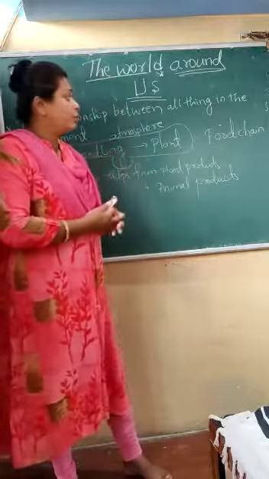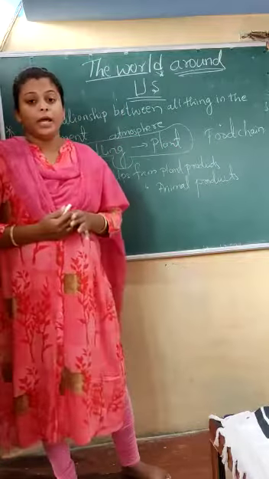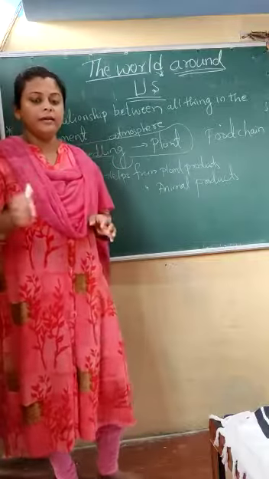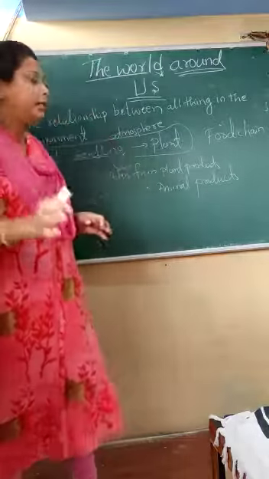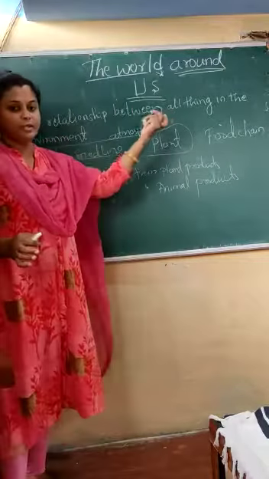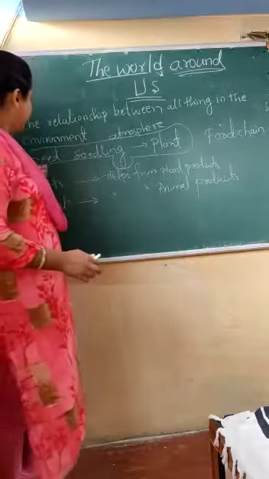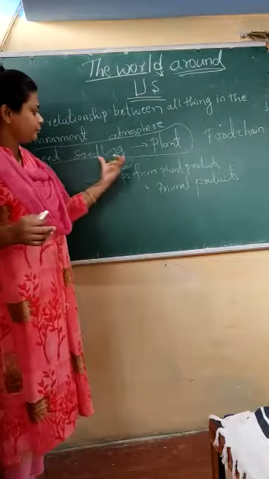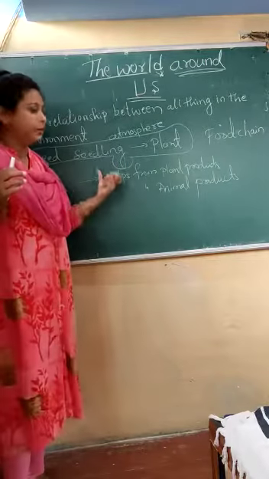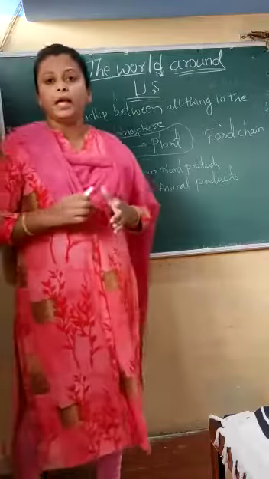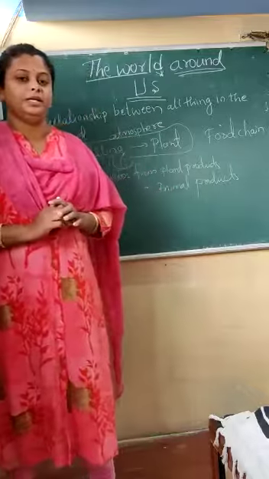We have discussed a lot of things, children, in this video. I hope you have all understood whatever we have discussed. I have just tried to give you some ideas about how the relationship between all things in nature exists, how we get help from plants and plant products, and how we get help from animals and animal products.